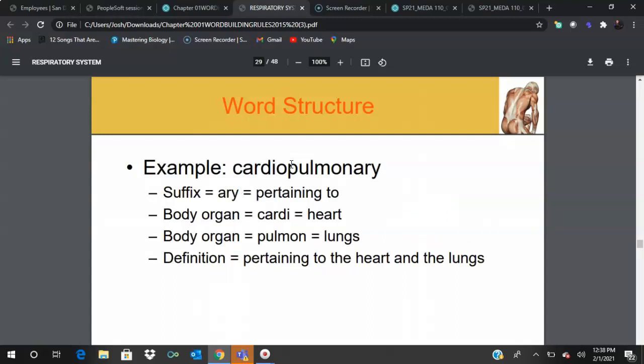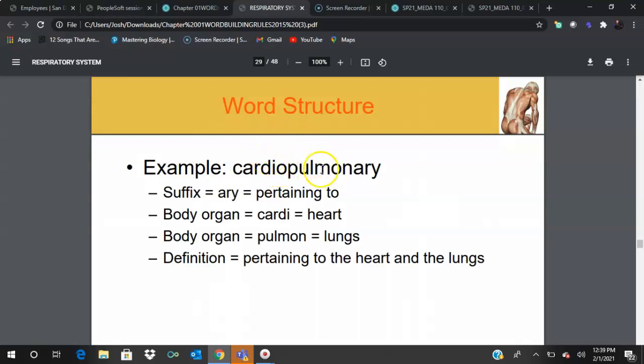All right, so here's the example, cardiopulmonary. ARY is another one of our famous suffixes that means pertaining to. We have to put our combining vowel here. So we have two body systems, the heart, and then we have the lungs. Pulmono or pulmo means lungs. So in this case, the O is present in our combining vowel because we have to have the two linked together.